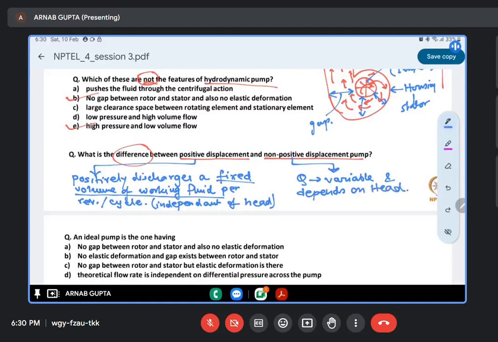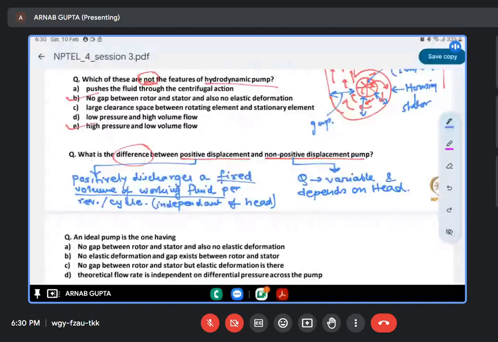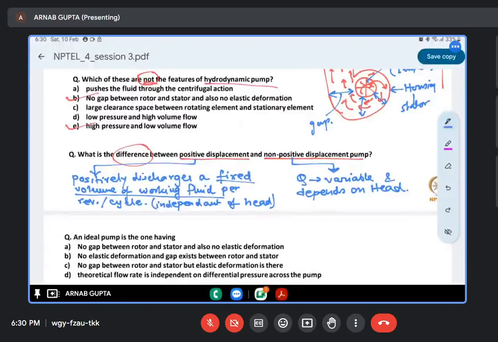So as you may understand, if you are working against high loads or high pressure, then this type of pump is not suitable. Non-positive displacement pumps are not suitable. Whereas if you're working against low pressure heads, but we want to discharge a large volume of working fluid, then non-positive displacement type pumps are most suitable for such applications.